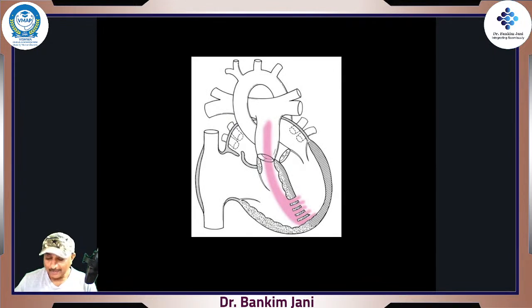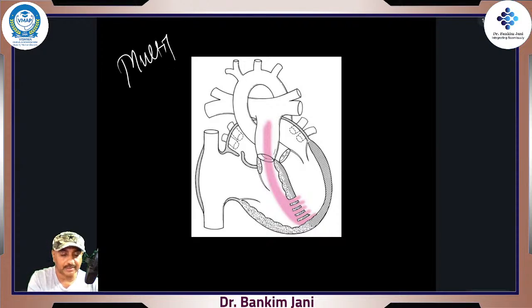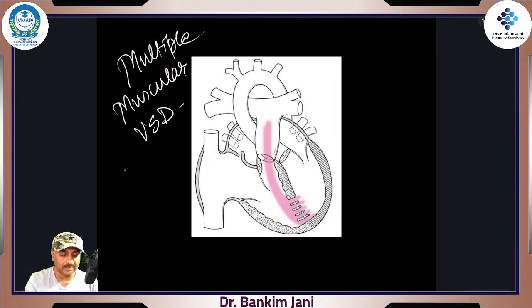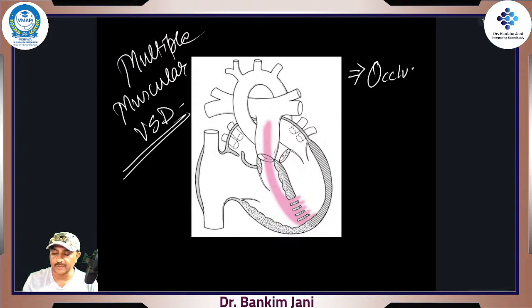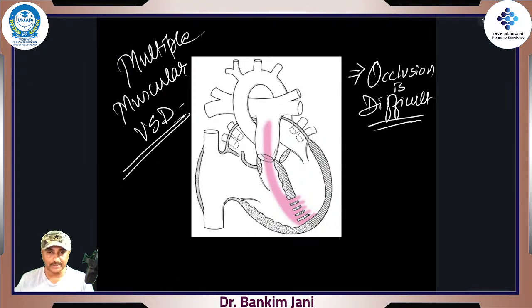So far, it is fine, but sometimes it happens that the septal defect is not one hole, but there are multiples, right? This is what is called the multiple. This is a very tricky case. Multiple muscular ventricular septal defect, because it is a lower ventricular septal defect. And the biggest complication in this case is that the occlusion is difficult. It's not impossible, but it is usually difficult.